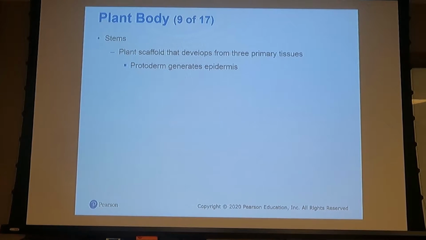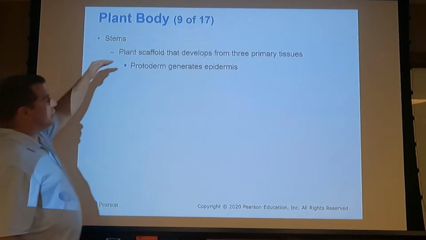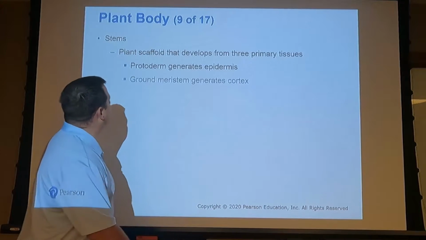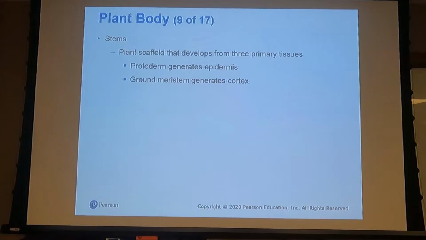Next, we have the stems, and so the stems are going to be scaffolds that develop from three primary tissues. So the protoderm is going to generate the epidermis, so the skin. We have the ground meristem, which is going to generate the cortex.